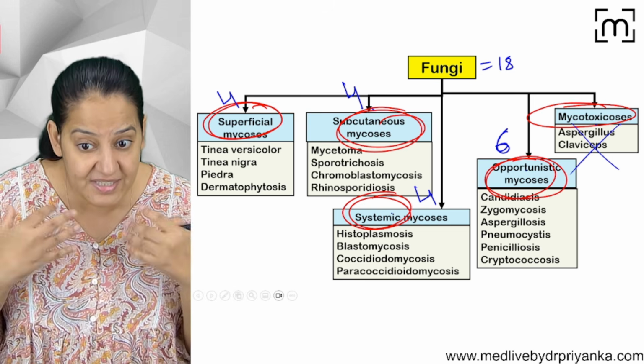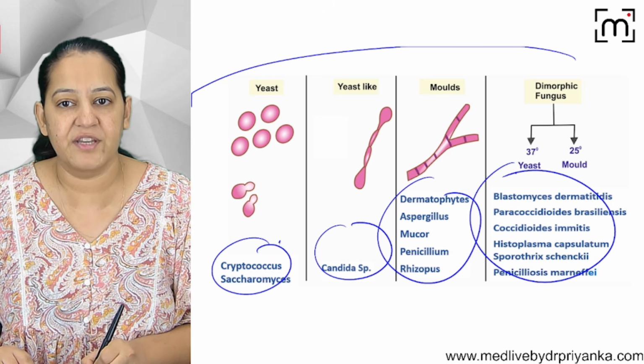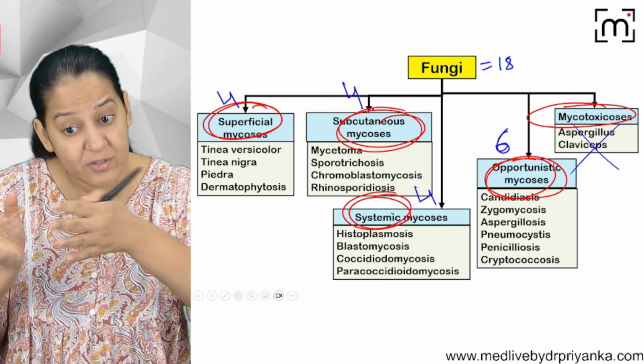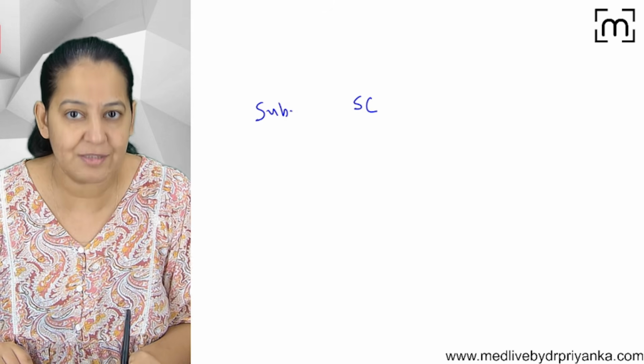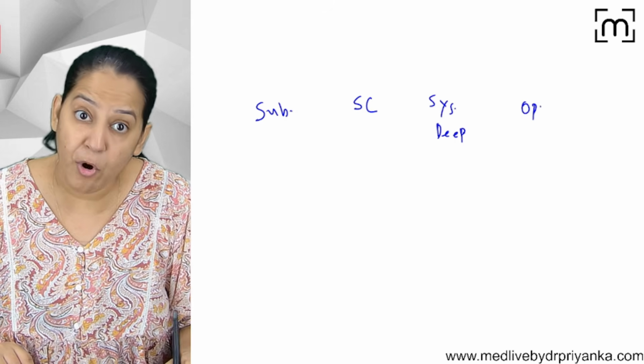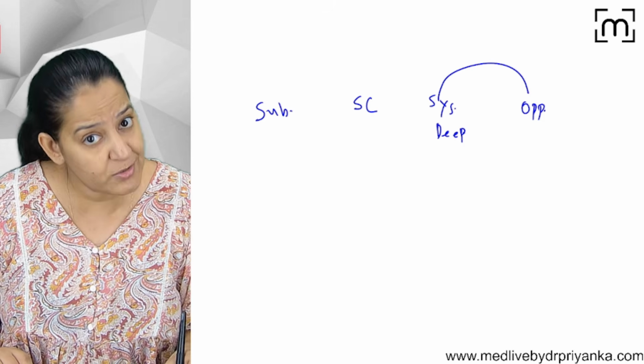Okay, these are the names of the diseases which are caused by fungus. These all are fungus. You can see Cryptococcus, Candida, Dermatophytes, Aspergillus. And these are the diseases caused by these fungus. So we are dividing the diseases into 4 categories: superficial mycosis, subcutaneous mycosis, systemic or deep mycosis, opportunistic mycosis, and mycotoxicosis is not important.